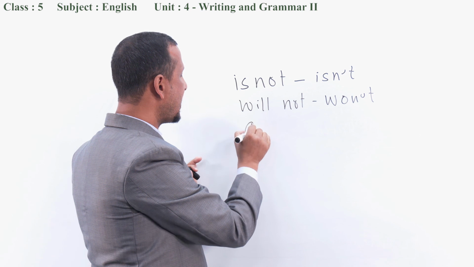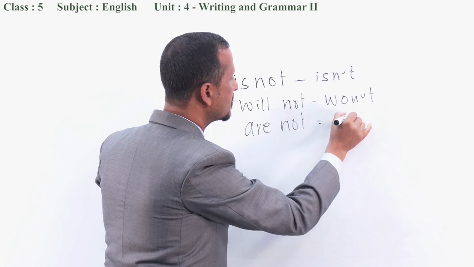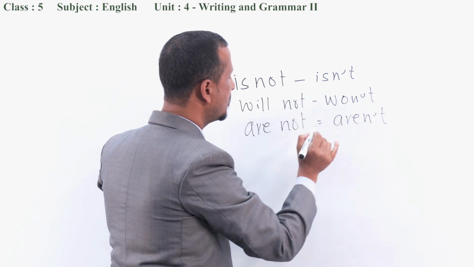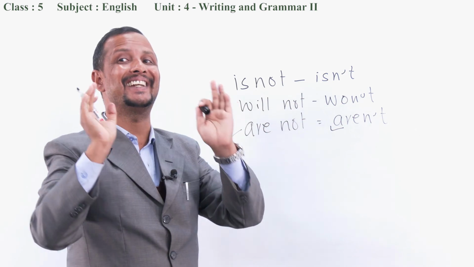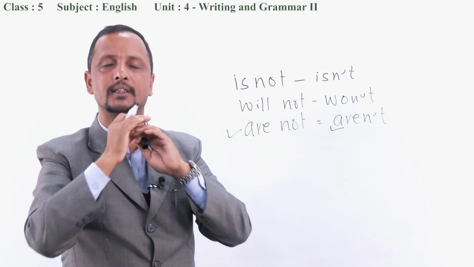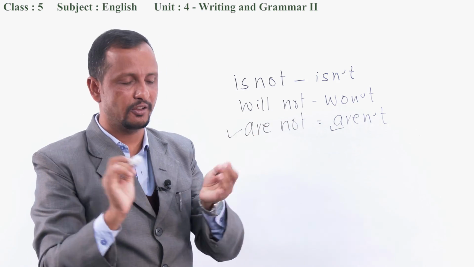For example, are not, aren't. Either you use this or you use this for making negation, that will be correct. Okay? Do not worry about that. Is there a difference or not? No, you don't have to.